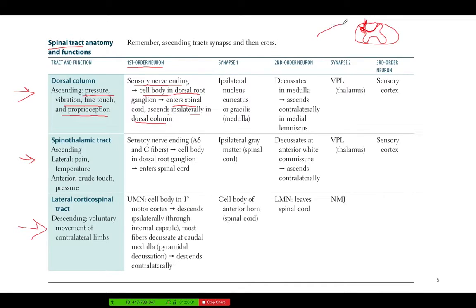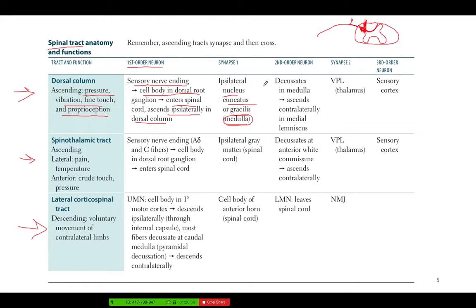So here we have information entering. Here's the cell body in the dorsal root ganglion. It enters the spinal cord and it's going to ascend ipsilaterally. Okay, so we do not have a synapse yet. It has not yet synapsed on another neuron. The first synapse is going to be in the nucleus cuneatus or gracilis, which is in the medulla.